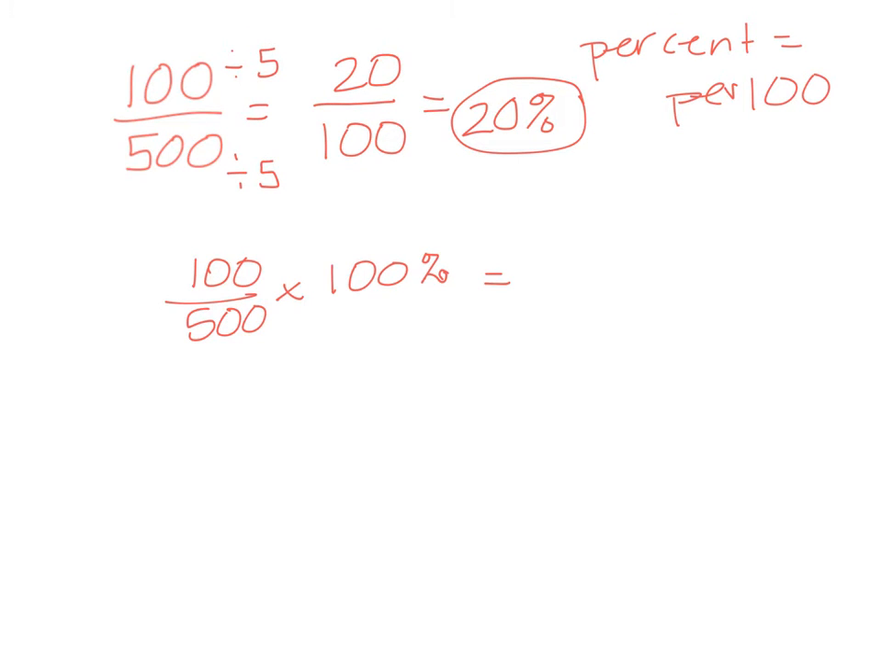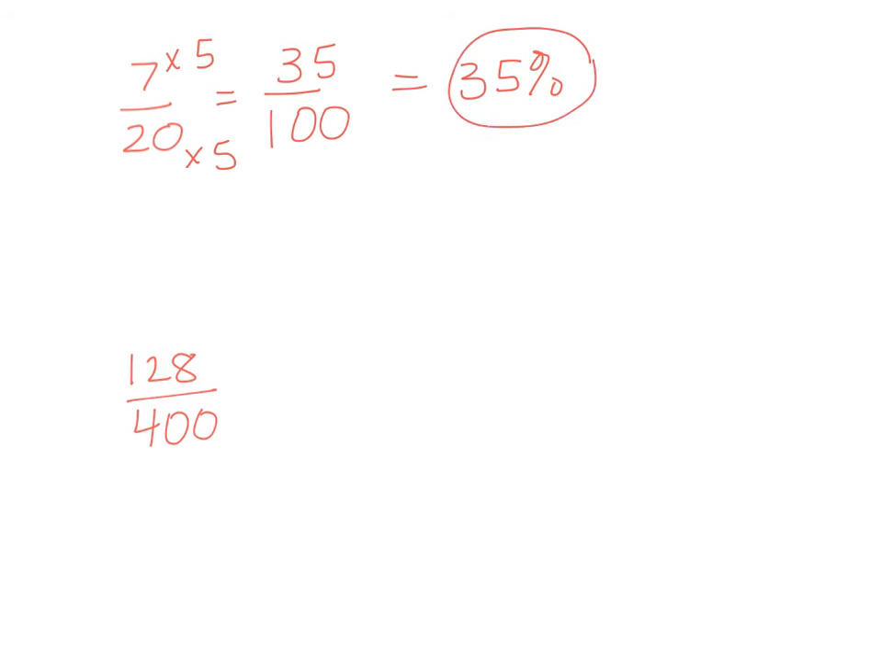Or the other method is to take 100 500ths of the 100%, which means times the 100%. And reducing first means this is over 1. So I can divide both of these by 100, and I get 100 over 5. Dividing that out, I get 20. So again, 20%, both methods.